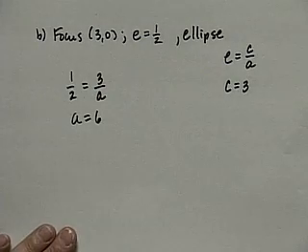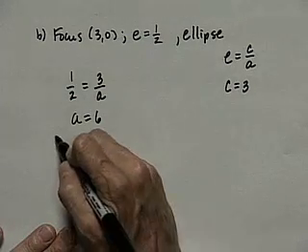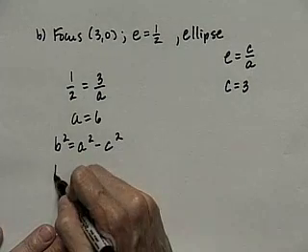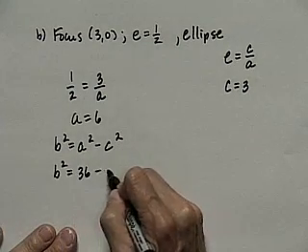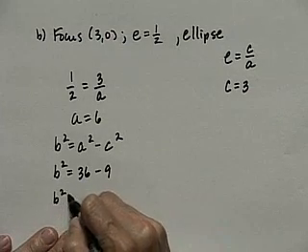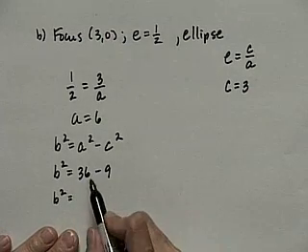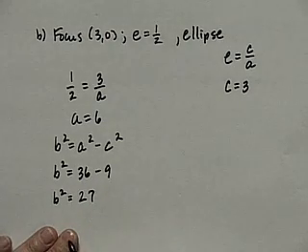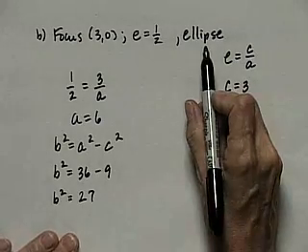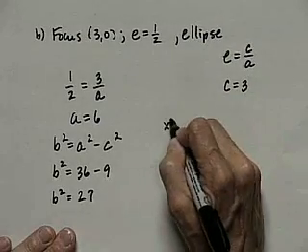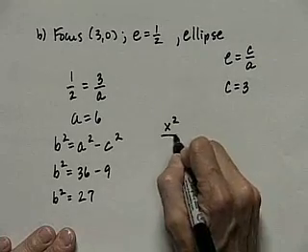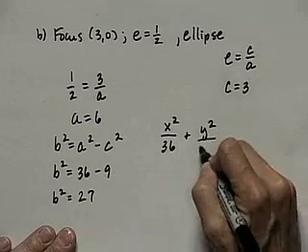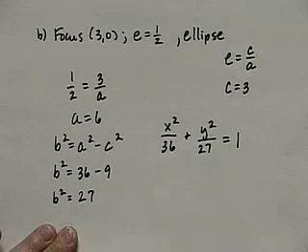If I'm going to write down the equation of this ellipse, though, I need b also. I know b squared is a squared minus c squared. So b squared is 36 minus 9, which is 27. So this particular ellipse with center at the origin is x squared over 36 plus y squared over 27 equals 1.